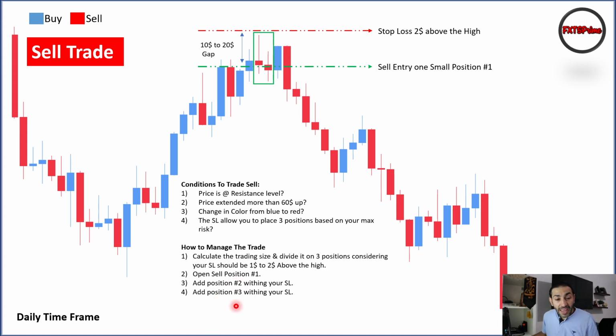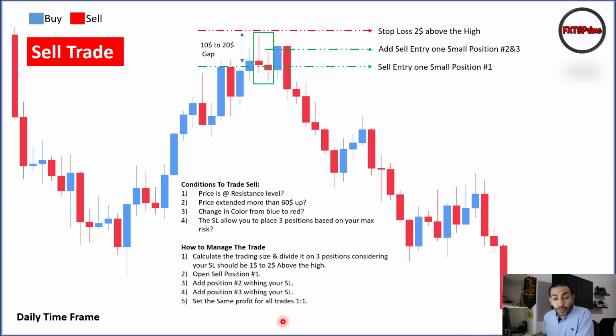So you're going to add positions number 2 and 3 if the price comes back within your stop loss gap. So your entries here, your stop loss here, if the price pushes back, you're going to add positions here and maintain the same stop loss. So a maximum of 3 positions you can add within this gap, and you can maintain your stop loss. So now you added positions number 2 and 3, and you should leave a gap between them.